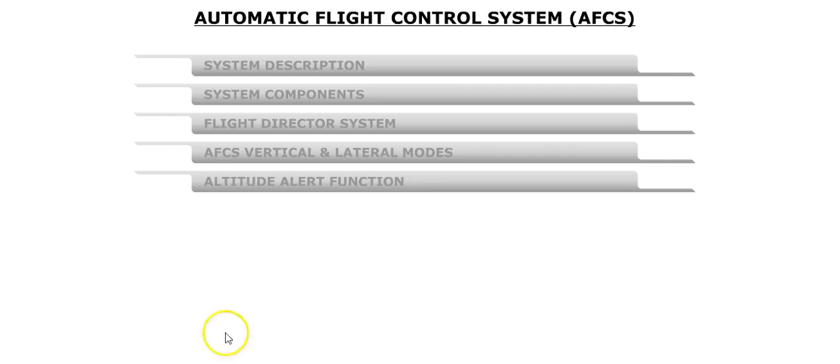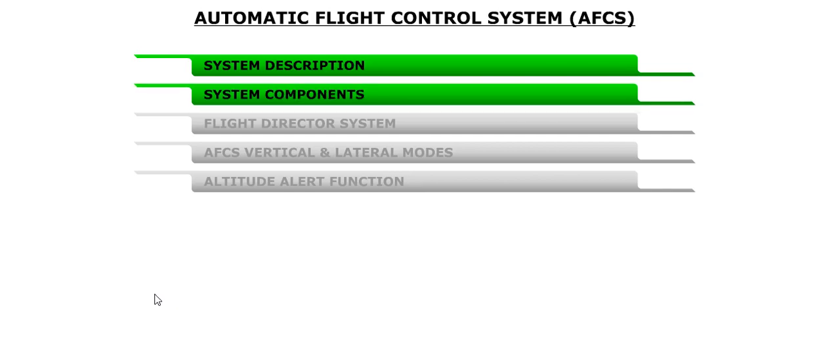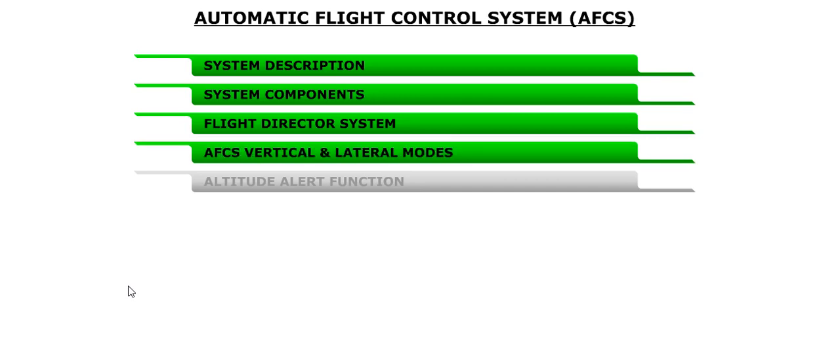In this module, you will be introduced to the Automatic Flight Control System, or AFCS. We will start out with a brief system description. After that, we will look at the individual components of the system, starting with the autopilot and yaw damper systems. Next, we will look at the flight director system. Moving on, we will look at the different AFCS vertical and lateral modes. Finally, we will look at the AFCS altitude alert function.